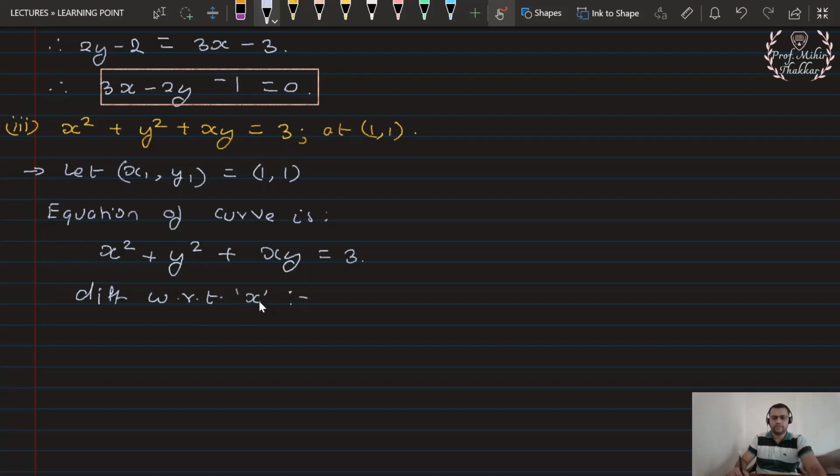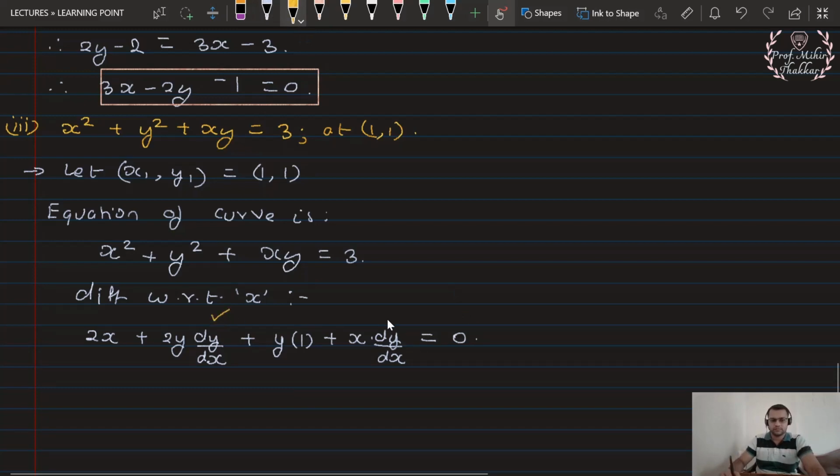Differentiate with respect to x. Derivative of x square is 2x. Derivative of y square is 2y dy by dx plus xy. So it will be multiplication rule between x and y. So it is y into derivative of x, that is 1, plus x into derivative of y, that is dy by dx, that is equal to 0 because derivative of 3 is 0.